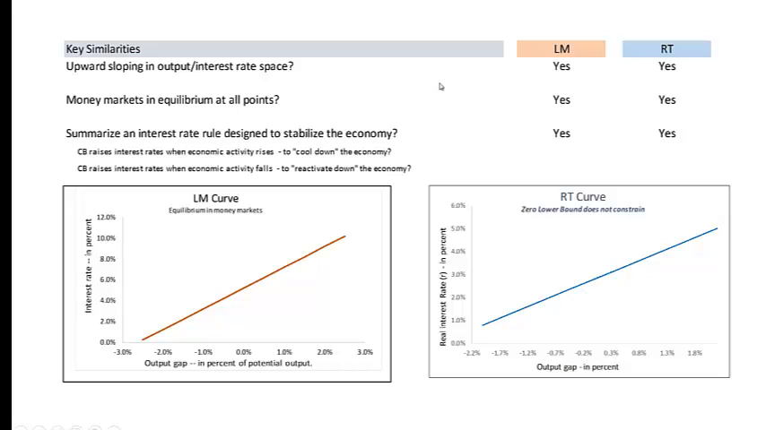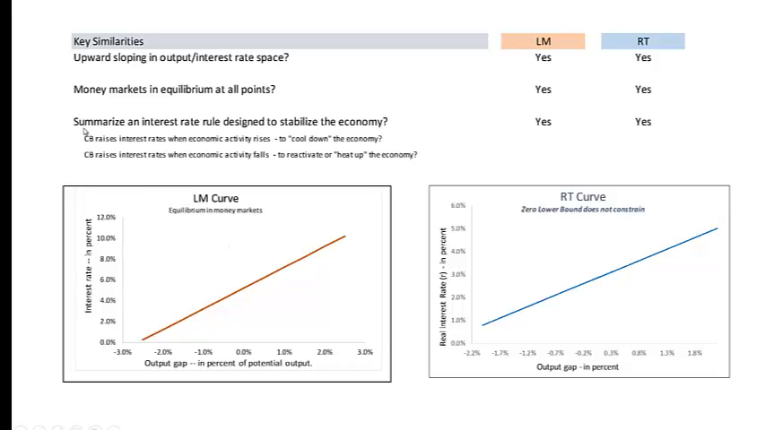Now, one of the key insights of the LM curve is that along this curve, money markets are in equilibrium at all points. So it would be a natural question to ask, is that the case for the RT curve? And the answer is yes. So both curves reflect equilibrium in money markets.